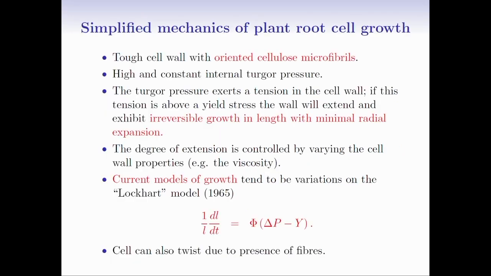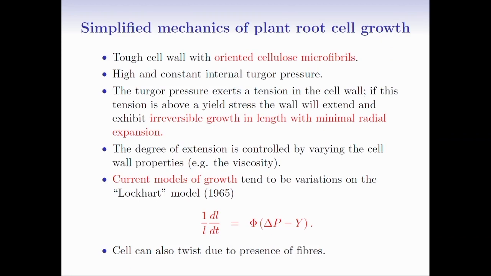Okay, so your plant cell is different from your animal cells because they are surrounded by a tough cell wall, which includes oriented cellulose microfibers. So it gives it this sort of anisotropic structure. And that cell wall holds in a very high internal turgor pressure, which on the time scale of growth is constant. So your turgor pressure in your little tiny plant cells is about 3 bar, so it's the same as a car tyre. So they're really high pressure, and this cell wall is holding that in, but allows this massive growth. This turgor pressure exerts tension in the cell wall.